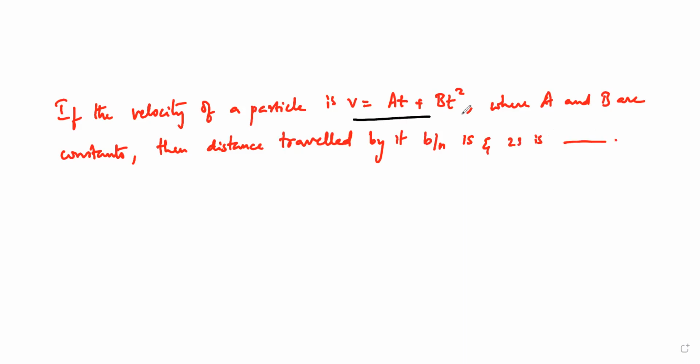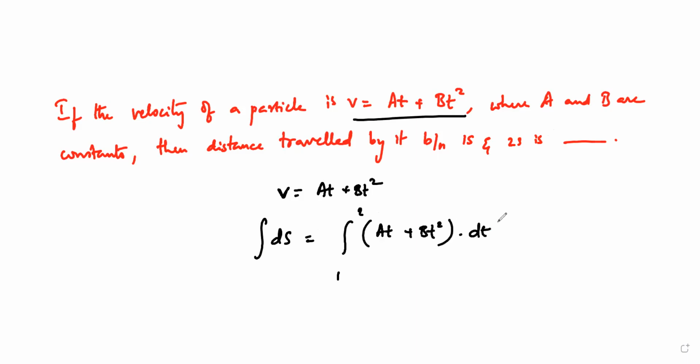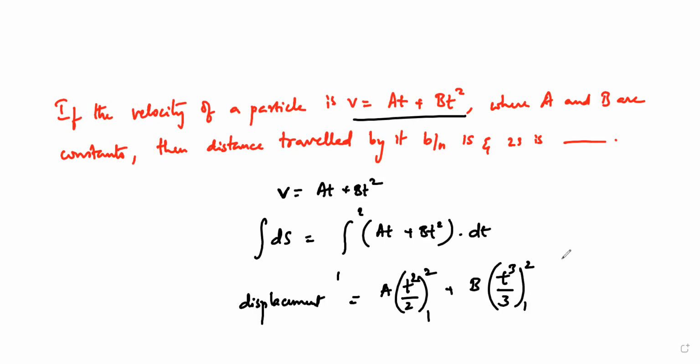Sir, very clearly they have given one equation, sir. v is equal to at plus bt square. So displacement is nothing but the integral of velocity. So integral from 1 to 2 of at plus bt square dt. Displacement would be equal to a into t square by 2 from 1 to 2, plus b into t cube by 3 from 1 to 2.